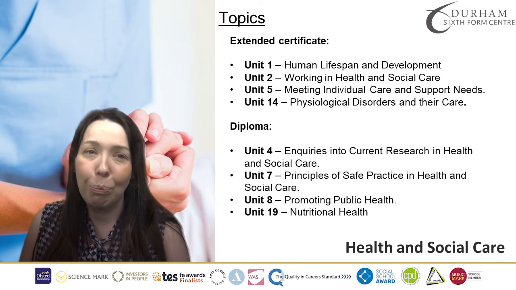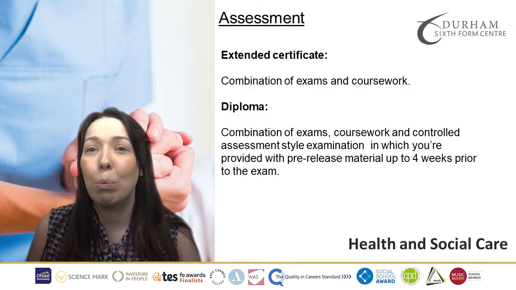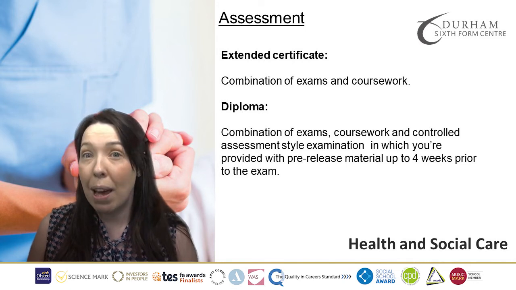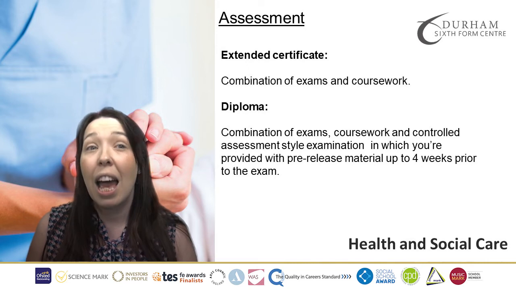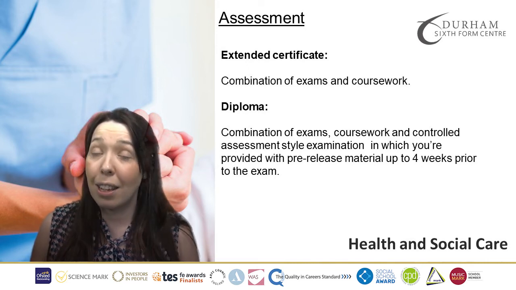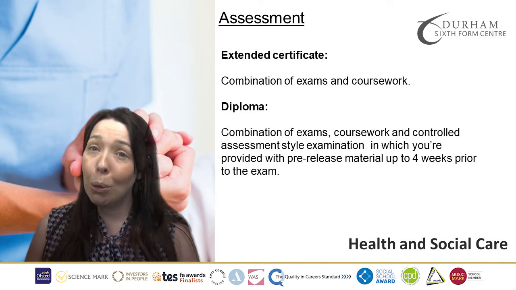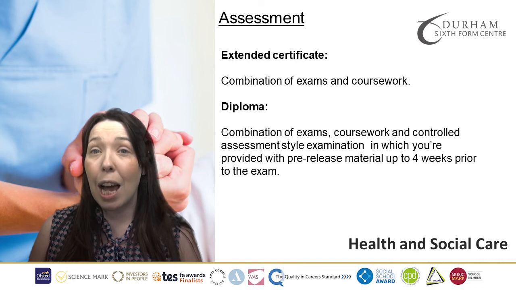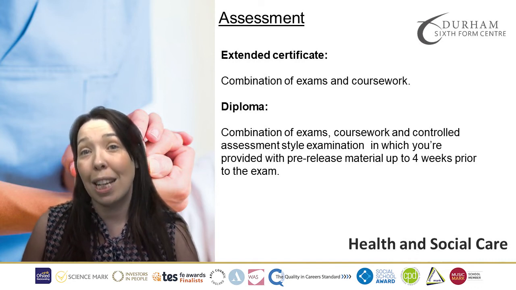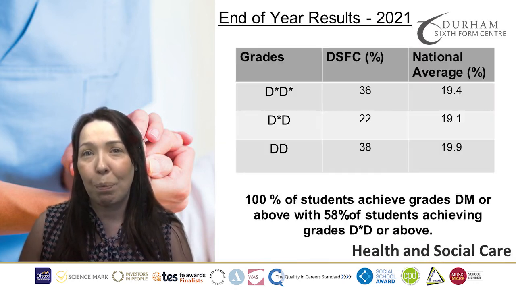So, as I've already touched on, in terms of assessment, we assess you using 3 methods. For the Extended Certificate, you are assessed in a combination of examinations and coursework, and it's a split. You do 2 units of coursework, 2 units of exam. If you choose to do the Diploma, you will be assessed using coursework and exam, but also that controlled assessment, which is an examination style assessment, but you're issued with a pre-release up to 4 weeks before your exam.